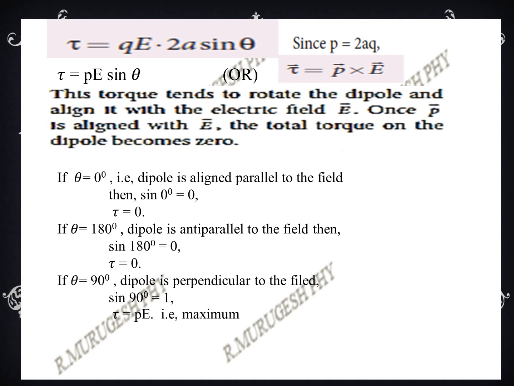What happens to the net force? If the field is a uniform field, then the net force will become 0. Why does the net force become 0? It's because the forces in two opposite directions are equal, so they cancel each other's effect. The dipole will experience only rotation and no net force.